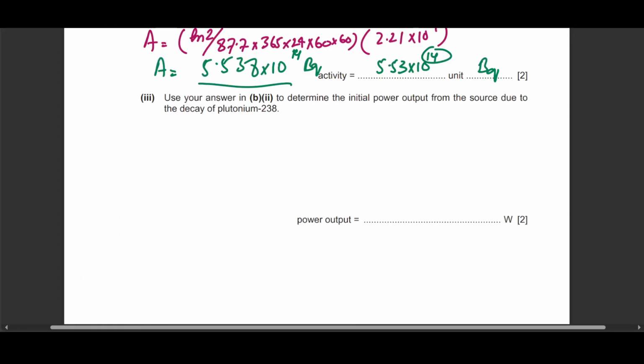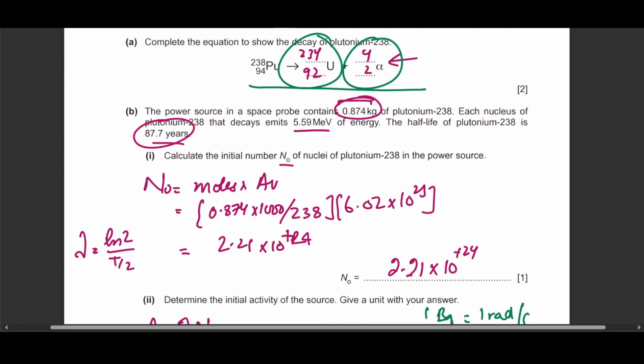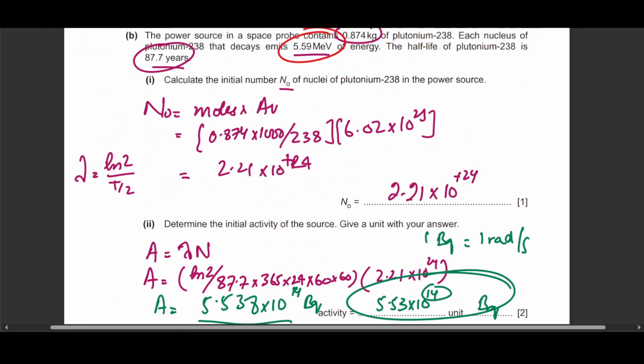Use your answer in B2 to determine the initial power output. So power is equal to energy or work done divided by the time taken for the process. Now we know that the current activity is this much today. These atoms are being released each second. So we have figured out the time, which is going to be 1 second, but we need to figure out the energy. One atom, if it undergoes this decay process, releases 5.5 mega electron volts, right? So if it releases 5.59 mega electron volts in one reaction, how much energy should it release if this many atoms are decaying?